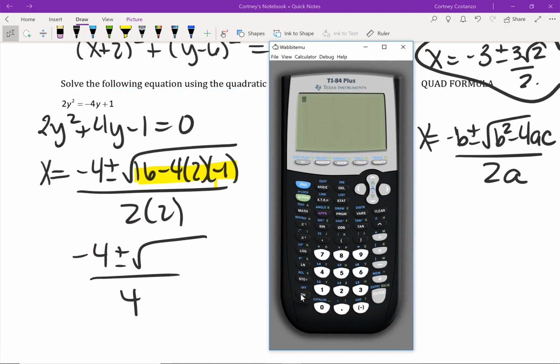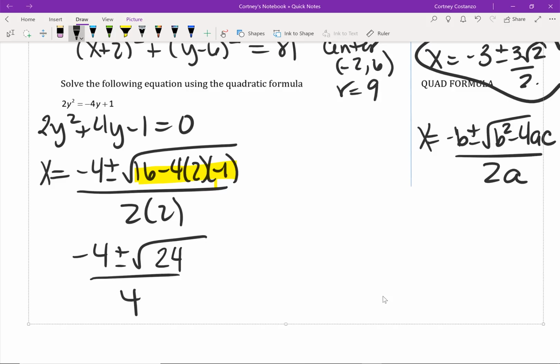Not that I need to show it, I just want to use my calculator because I downloaded it. 16 minus 4 times 2 times negative 1, hit enter. That is what I would call my discriminant, so I'm going to type that in under there. And then depending on what the directions say, it could say simplest radical form, it could say nearest tenth.